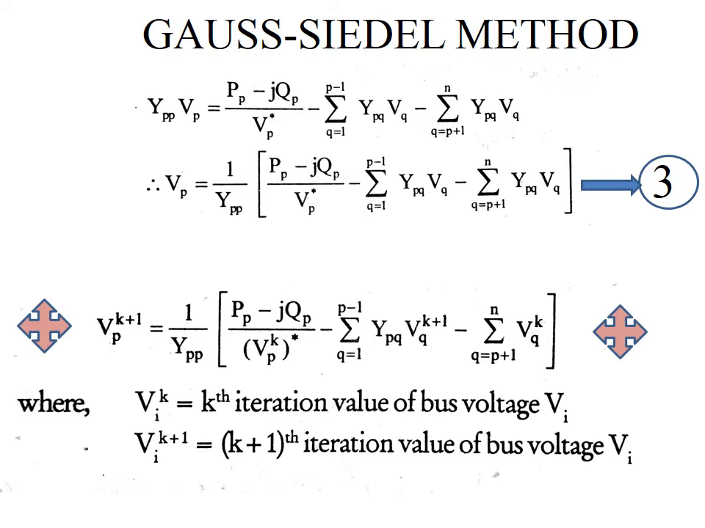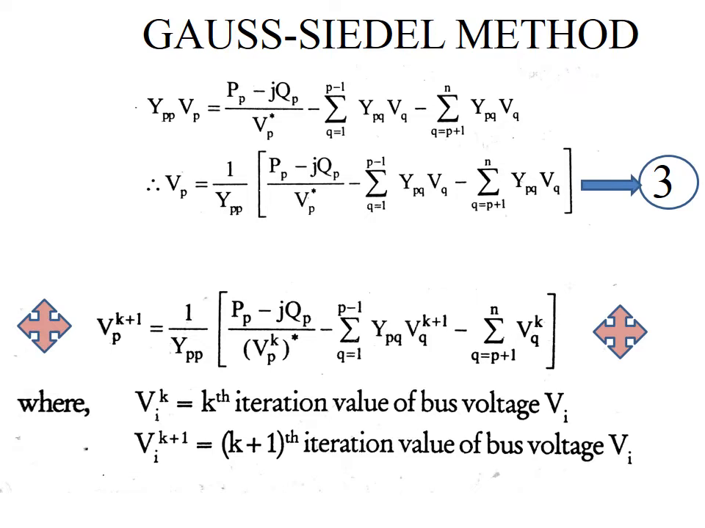The variables in the equations for p equal to 1, 2, 3, etc. up to n are the node voltages V1, V2, V3, etc. up to Vn. In the Gauss-Seidel method, initial values of voltages are assumed and they are denoted as V1(0), V2(0), etc. up to Vn(0). On substituting these initial values in the equation and by taking p equal to 1, the revised value of bus 1 voltage, that is V1(1), is computed.